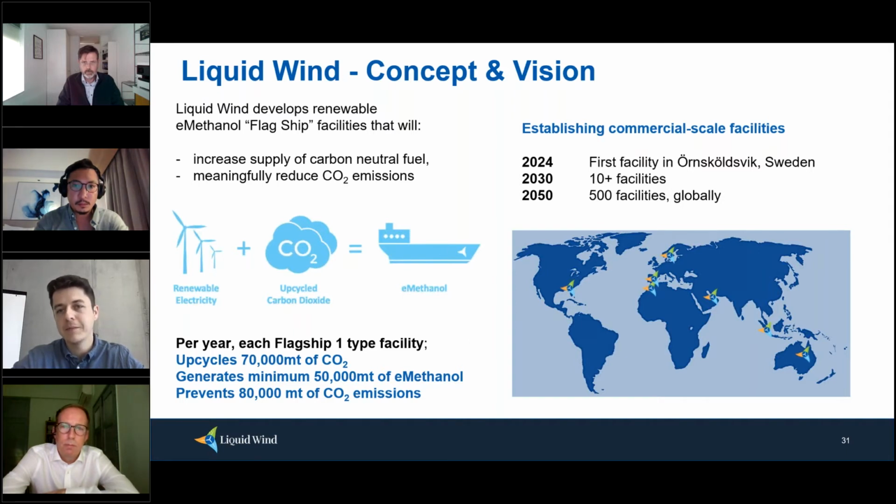We have pretty steep scale-up plans. We're aiming to have 10+ facilities by 2030. This means either 10 Flagship 1 size facilities, but we're aiming towards bigger ones to have the ability to produce more e-methanol and more at scale.